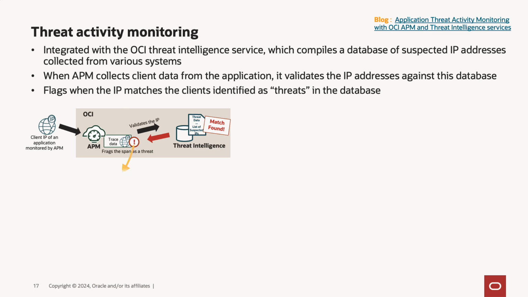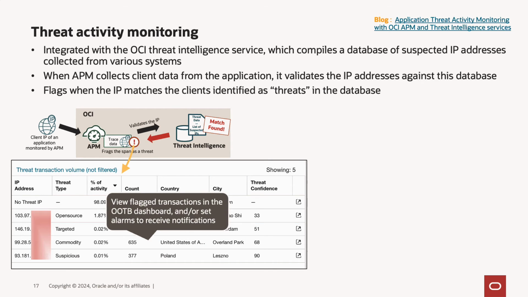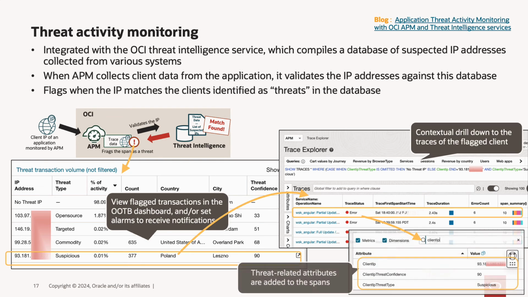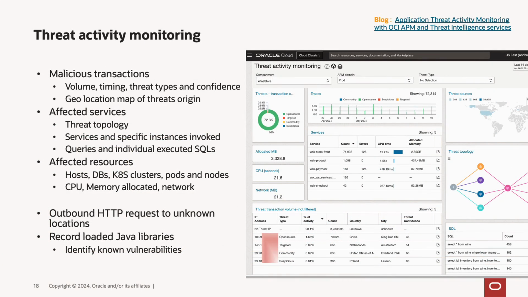You can visualize such data in the out-of-the-box dashboard, set an alarm to receive notifications, and drill down to the traces to investigate. In the span details view, you will see a few threat-specific attributes, which you can use for the analysis, added to the span. APM has an out-of-the-box dashboard for threat activity monitoring. When there is a detection of potentially harmful client access, the transaction data populates into the dashboard.